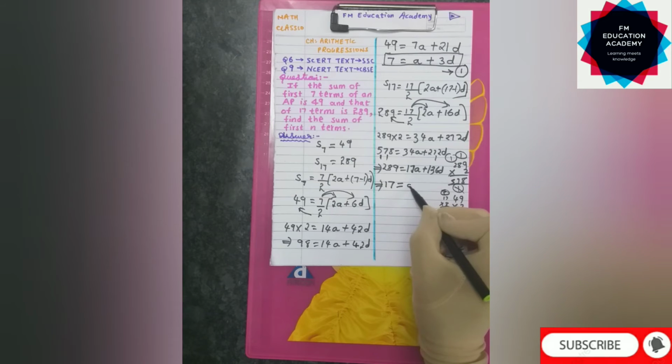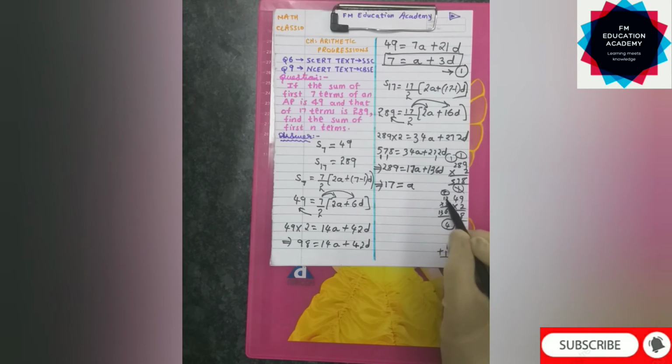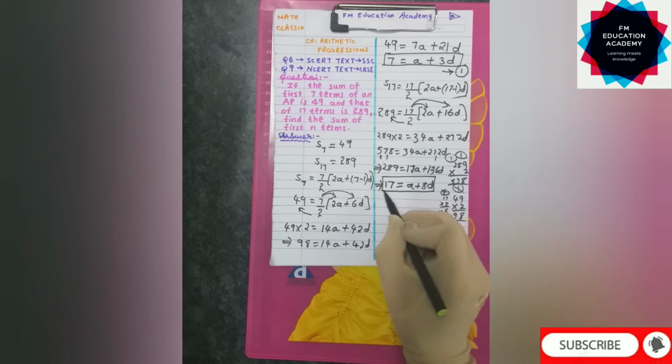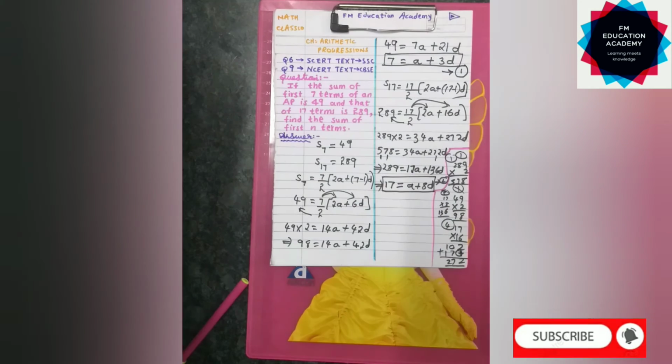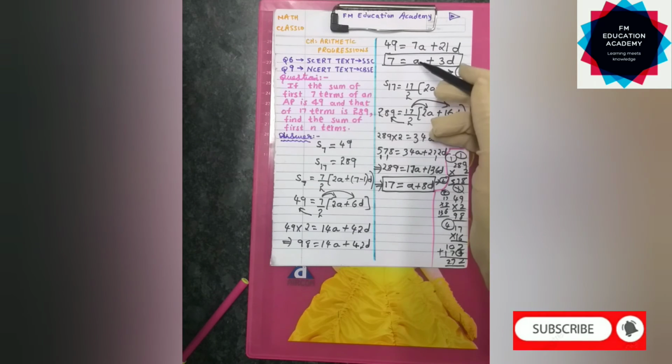Similarly here, 17 1s are 17. Here 17 8s are 136. So 8d. Now I got the equation as 17 is equal to a plus 8d. This I'll name as second equation. Observe second equation and first equation. Here I have a, here I have a.